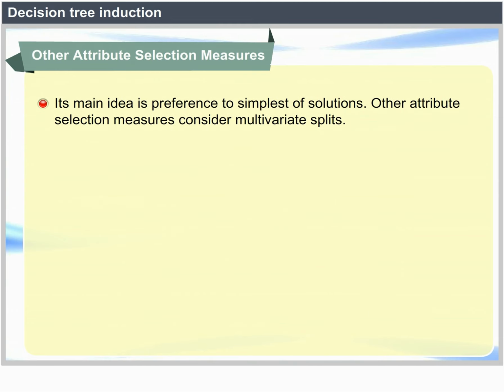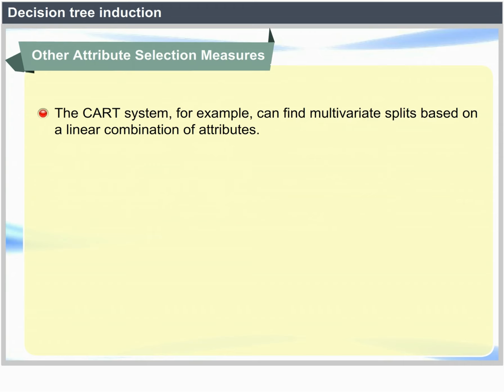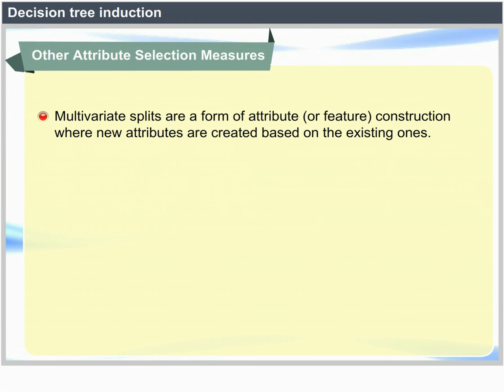Other attribute selection measures consider multivariate splits. The CART system, for example, can find multivariate splits based on a linear combination of attributes. Multivariate splits are a form of attribute or feature construction, where new attributes are created based on the existing ones.